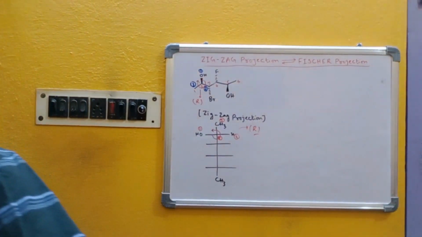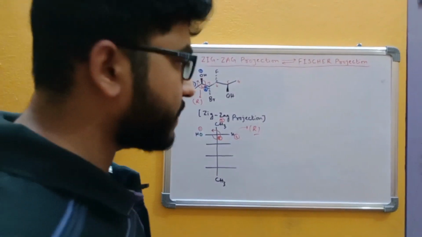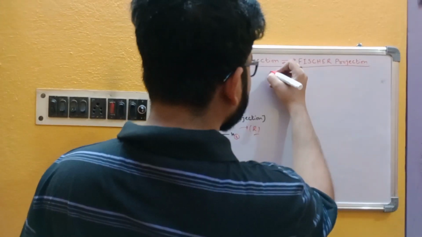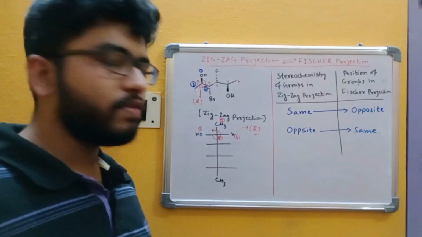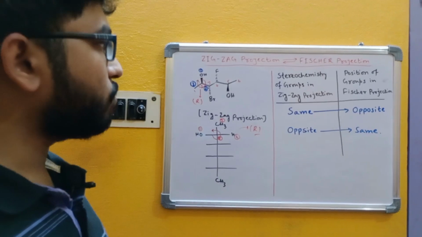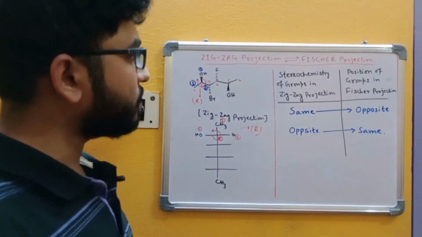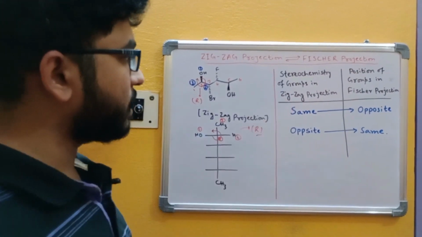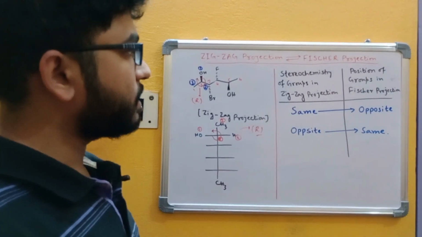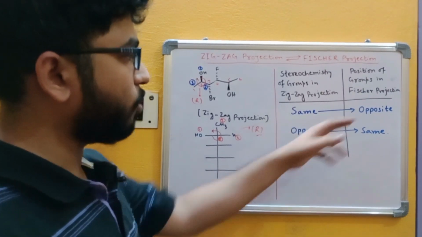Now the trick comes here. I am writing the trick. That is a special one. Look very carefully at the trick. In the trick it is said that if the stereochemistry of groups in zigzag projection is the same, then the position of groups in Fischer projection will be opposite.